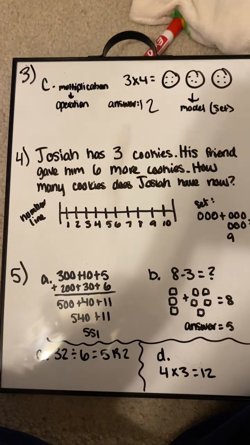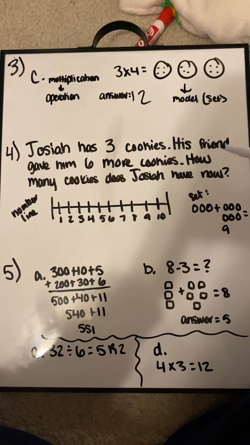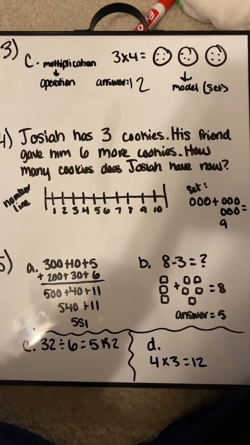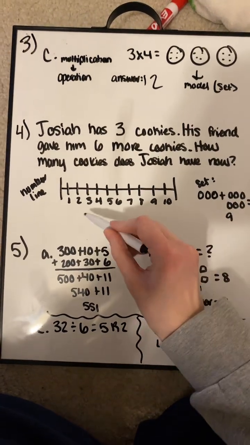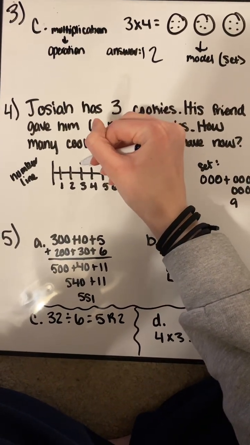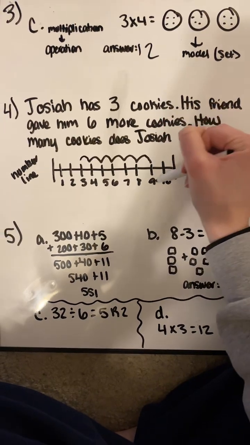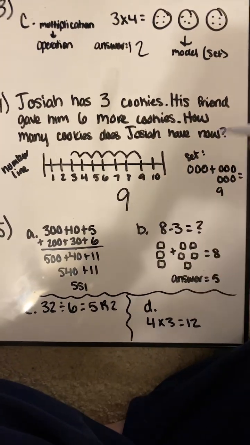For my word problem, I did Josiah has 3 cookies. His friend gave him 6 more cookies. How many cookies does Josiah have now? For the number line, you would start at 3 because he already has 3 cookies, and you would add 6. So you go 1, 2, 3, 4, 5, 6, and you land on 9. So your answer is 9.